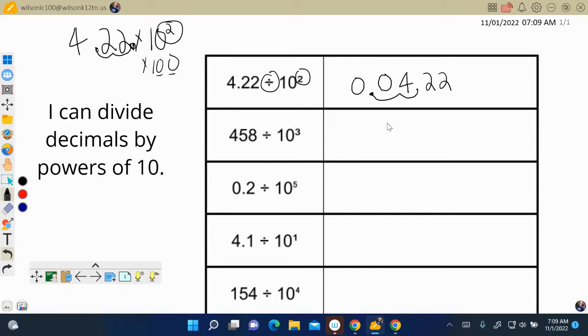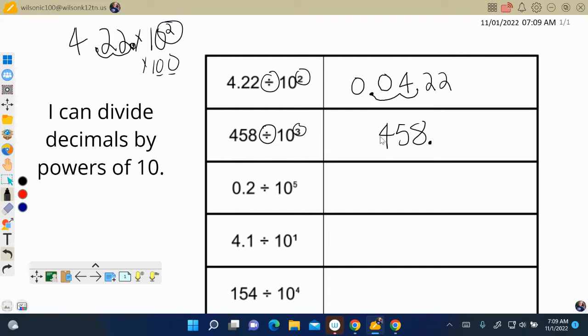For the next one, we've got 458 divided by 10 to the third power. So remember, if you have a whole number, the decimal's just at the end. Because if I were to say $458.00, you would just put your decimal and then your 00 after it. So your decimal point always goes at the end of a whole number with no decimal point.